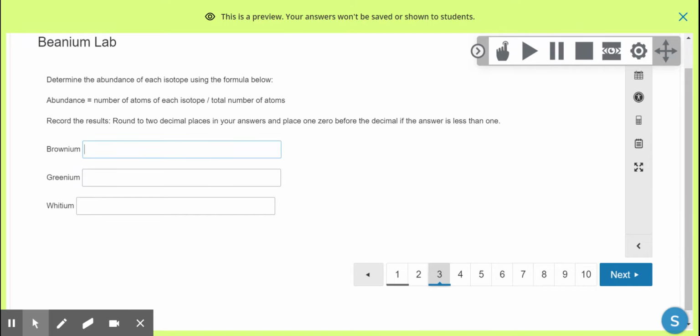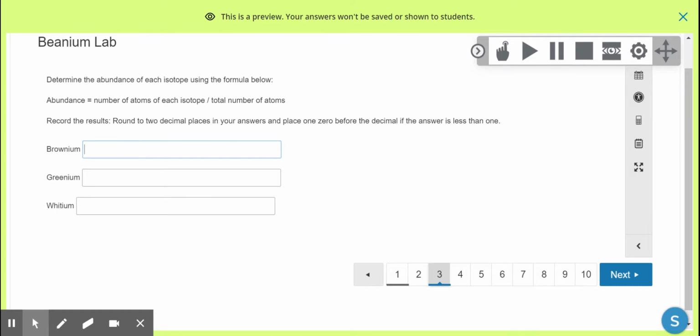What's causing a lot of people problems is read the instructions right here where it says round to 2 decimal places and place a 0 in the decimal if the answer is less than 1. So, for example, for brownium, if it comes out to be 0.088, you're going to need to put 0.09 and make that your answer, because if you type in just 0.9, you're wrong. If you type in 0.088, you're going to be wrong. You need to submit it the way it's requested in here.